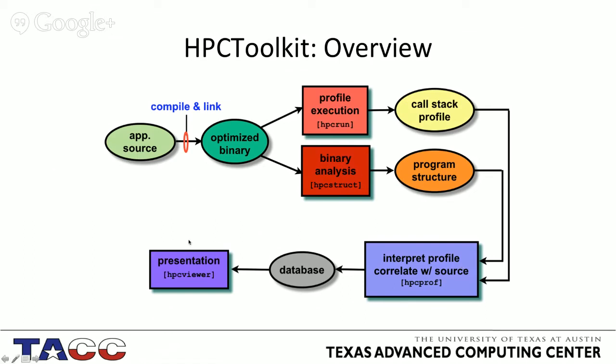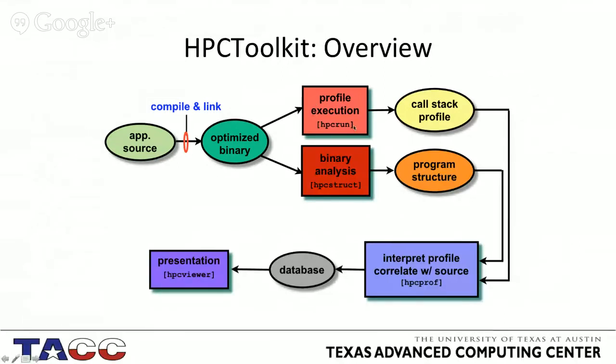The way it works, essentially, you have your source code, you compile it, and you get your optimized binary, nothing different from the way that you normally compile. You're going to run hpcstruct on your binary. That's just going to generate a file with information about the static structure of your code, what kind of loops you have, and a few other things.